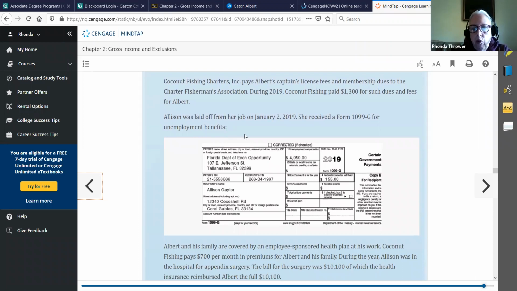It says Allison was laid off from her job on January the 2nd, 2019. She received a Form 1099-G for government this time for unemployment benefits. So she applied for unemployment benefits. Unemployment benefits are taxable. So we have to find a place to put this taxable amount, and this is unemployment benefits. The unemployment benefits are a source of income.